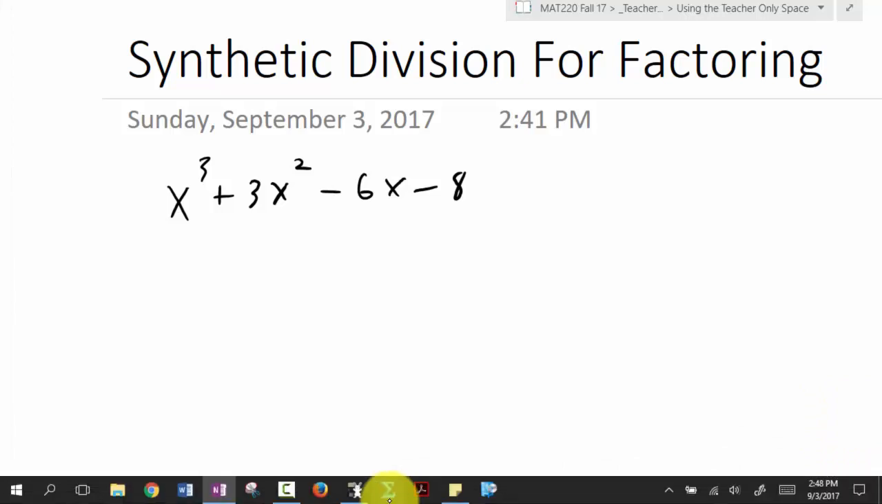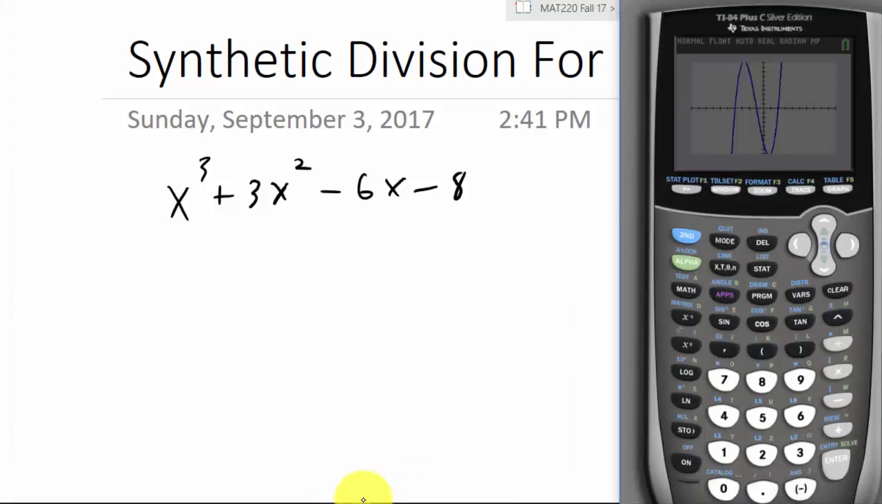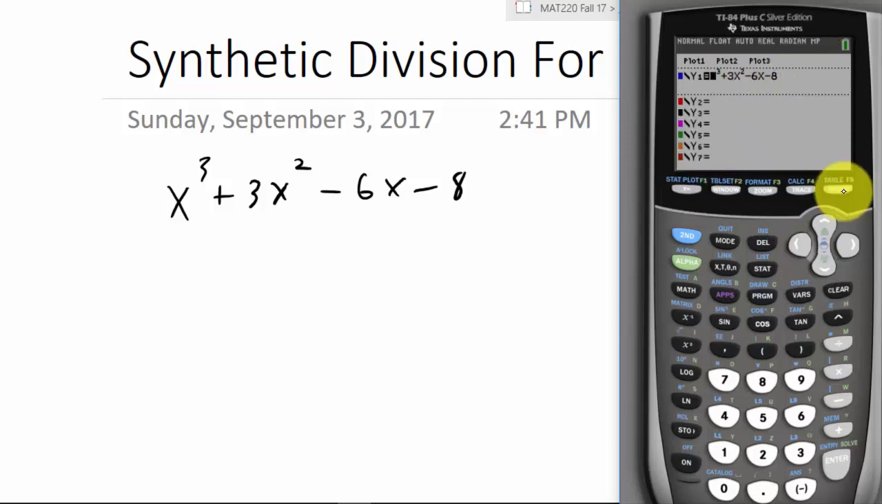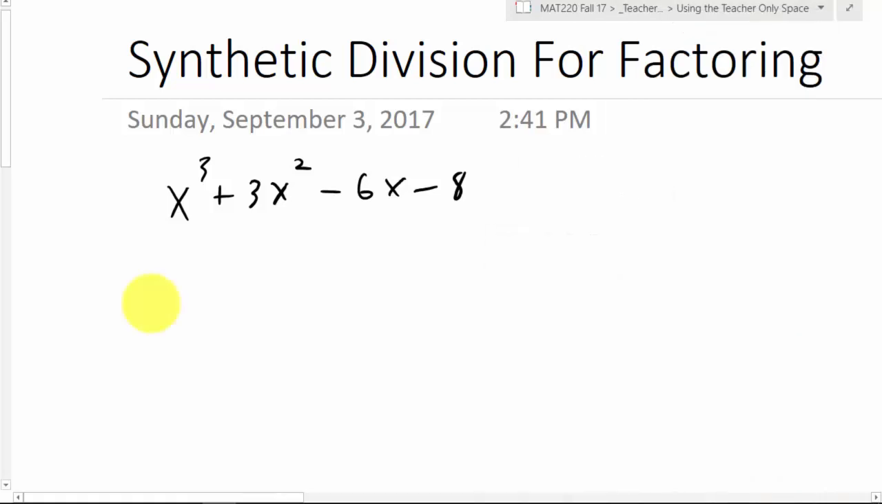So what I'm going to do is bring up my calculator. And you can see I already put it in the y equals line and I already graphed it. What I'm doing is looking for x-intercepts, right? Because those would be factors. I'm going to look for a number that I want to try dividing by. To me, it looks like 2 may be a factor. So I'm going to synthetically divide by 2, and I'm going to put a 2 on the outside.